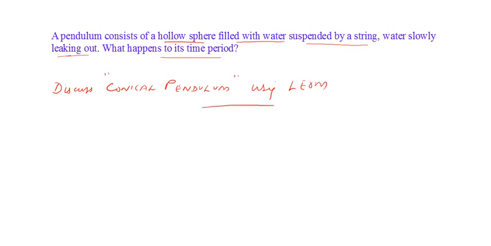A conical pendulum. If you are not familiar with what a conical pendulum is, refer to it and see that you do this one. It is also a very common system that we come across. Find out the equation for the time period and frequency of a conical pendulum. Refer to this one. Okay, thank you.